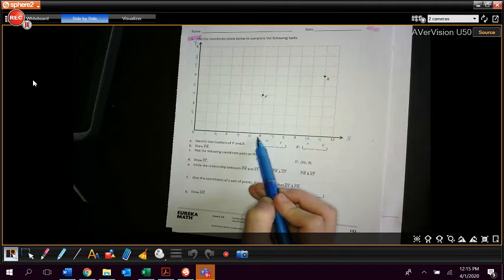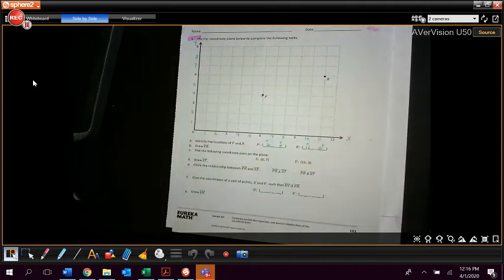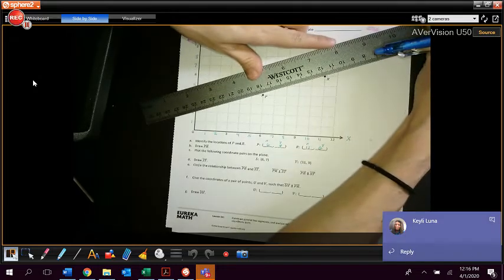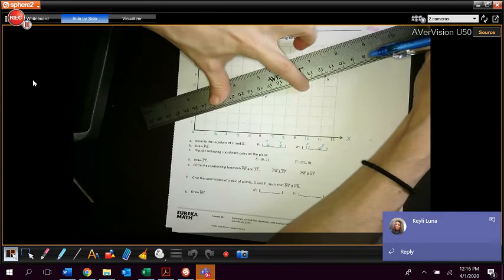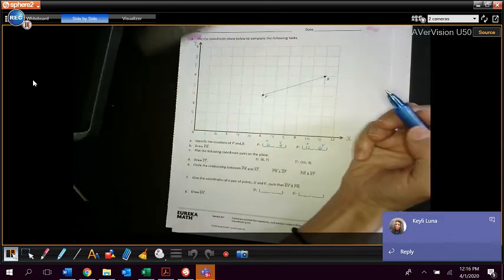So we have P right here. I'm going to start with x. So my x is 6. My y is 4. For R, my x is 11. Y is 6. So we already identified our points. Then it's asking us to draw the line for the 2 points. So I'm going to use my ruler. And I'm just going to draw my line and connect.